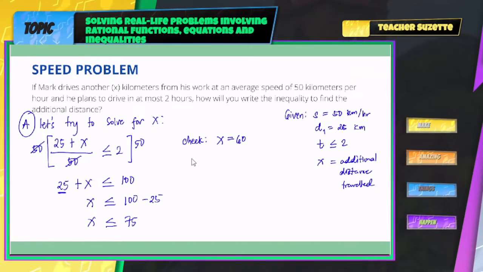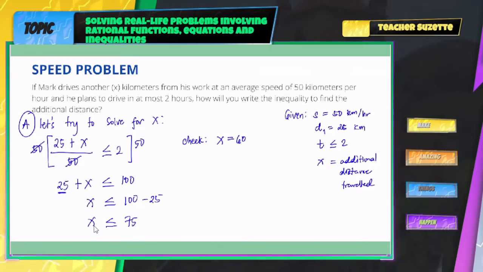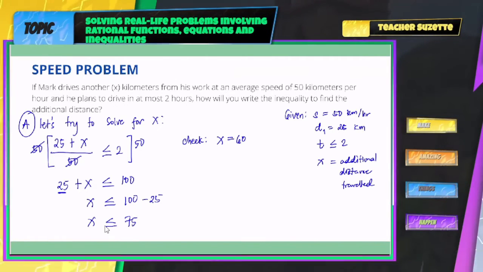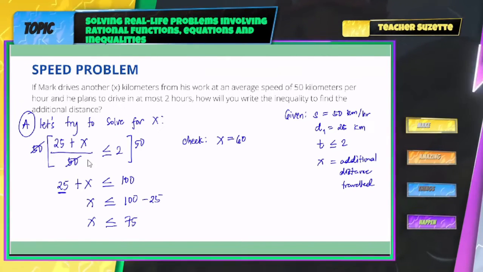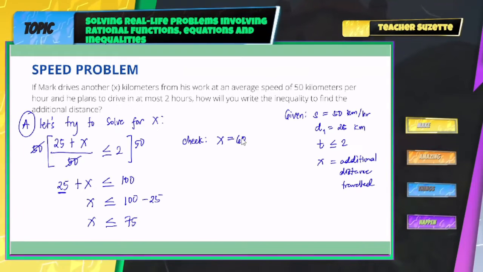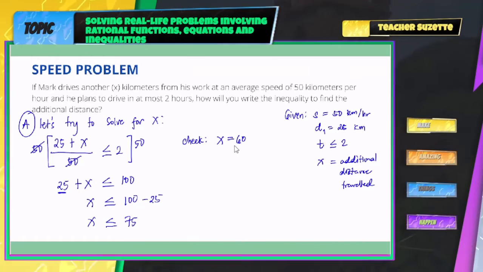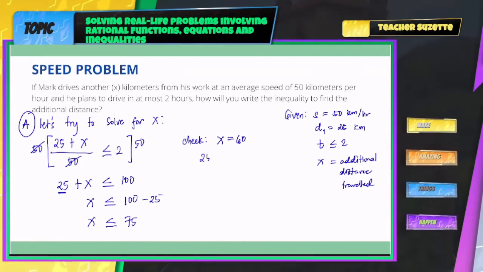Let us try to check our solution. Which is, sabi dito kasi is our X is less than or equal to 75. So, any number less than equal to 75, pwede nating i-substitute sa ating value ng x. So, let's check if it is true. So, given that our x is equal to 60, substitute lang natin siya sa ating original inequality.